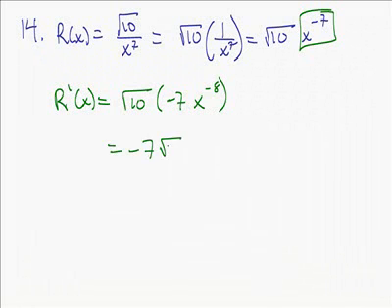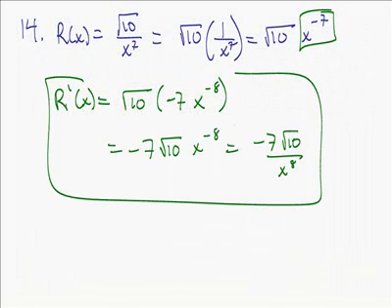So we just write it like that maybe, or maybe like this, and if we want, we could put that back in this form here. Negative 7 square root of 10 divided by x to the 8th. But again, very important you use your correct notation. When you're taking the derivative, call it the derivative. Don't just keep a string of equations going.